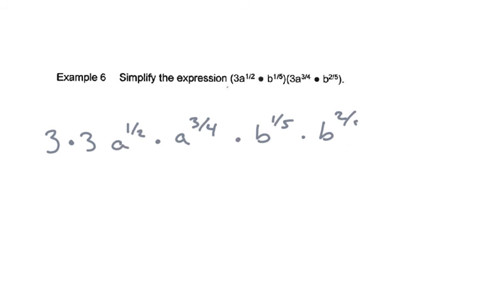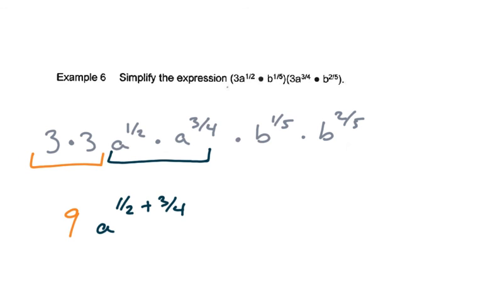Okay, number 6. Simplify the expression. All right, so what I'm going to do here is I'm not going to let the fractions scare me. I'm just going to pair things together. I'm going to put the numbers first. So we have 3 times 3. Then we'll do the a, so a to the 1/2 times a to the 3/4. Then the b, so b to the 1/5 times b to the 2/5. Okay, so numbers are easy enough. 3 times 3 is 9. This is the interesting part, but for now we'll write a to the 1/2 plus 3/4. And then the other one is going to be b to the 1/5 plus 2/5.